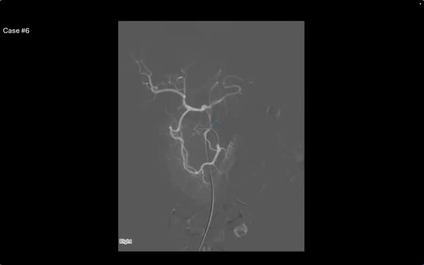All right, this is another variant here that we see. Name the variant and tell me what's being injected.